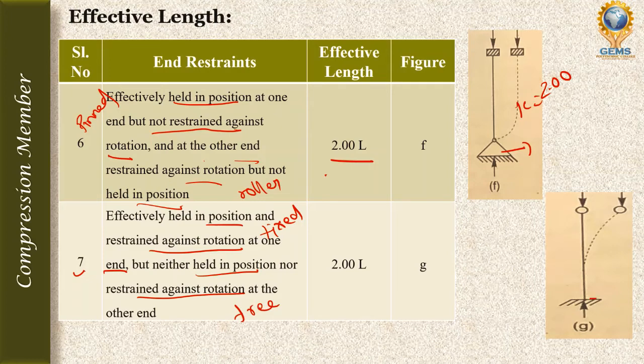So one end is fixed, another end is free. So here also your K value is equal to 2, so your effective length is equal to 2L. So this effective length condition for column you have to memorize for your examination, because in the problems they will give the end conditions. So we have to apply the K value from the question itself.